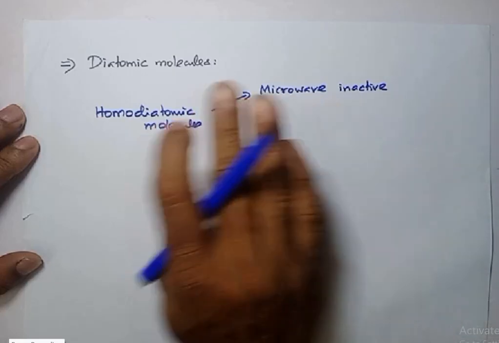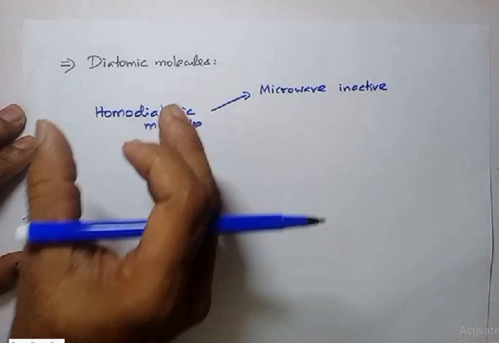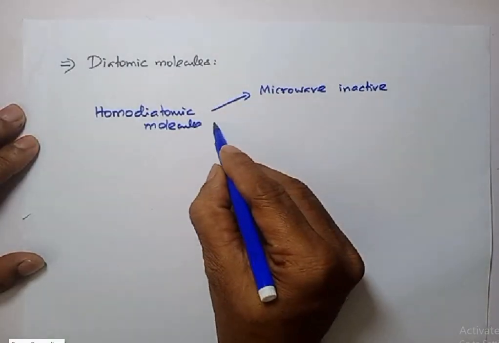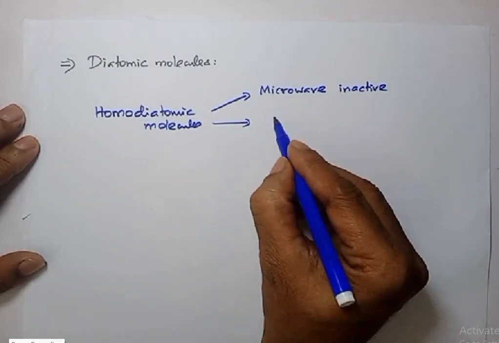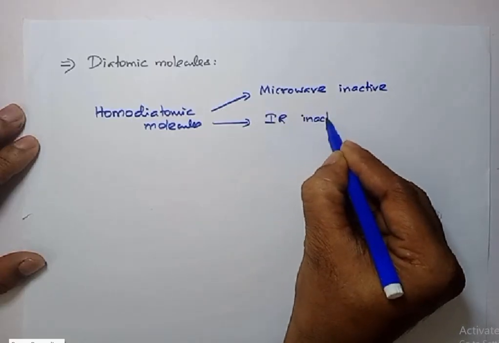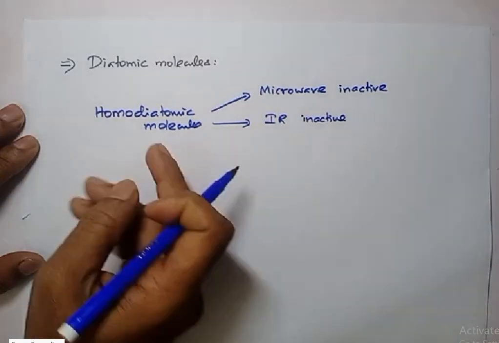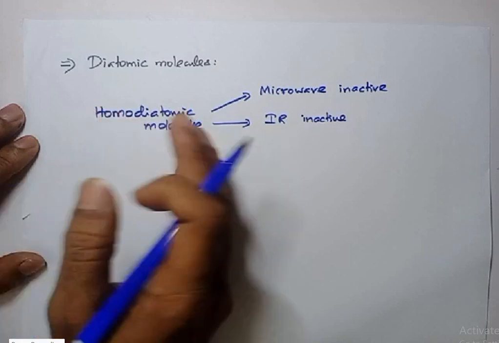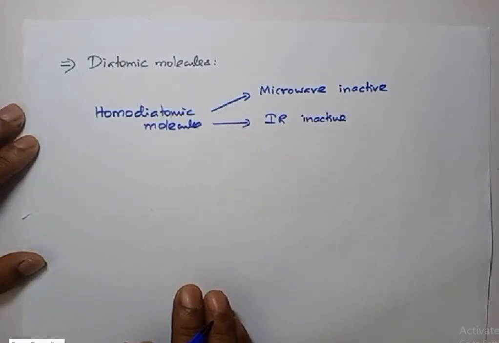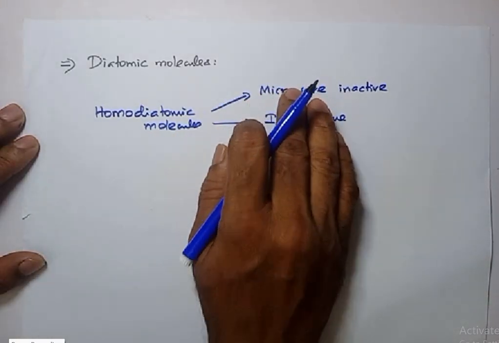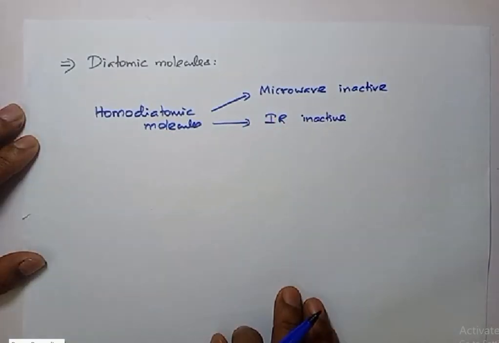They do not show any microwave spectrum because the permanent dipole moment is 0. Homodiatomic molecules are also IR inactive. Since there is no permanent dipole moment, during vibration the dipole moment does not change. So homodiatomic molecules are both microwave inactive and IR inactive.